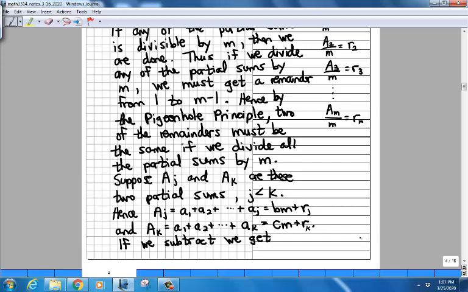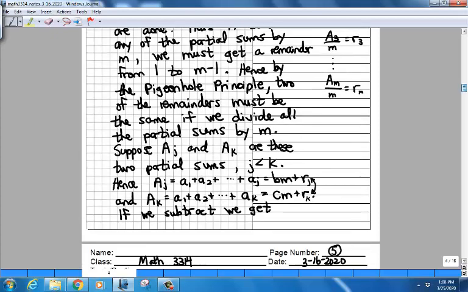So what you know here is that a sub j is going to be something times m plus this remainder r sub j, right? And a sub k is going to be something times m. So here I wrote this as c times m, again, plus some remainder, right? But remember, we're assuming these two remainders are the same. This remainder, when you divide a sub j by m, I was calling r sub j up here, and this remainder, when you divide a sub k by m, I was calling rk up here. These two remainders are the same, okay?